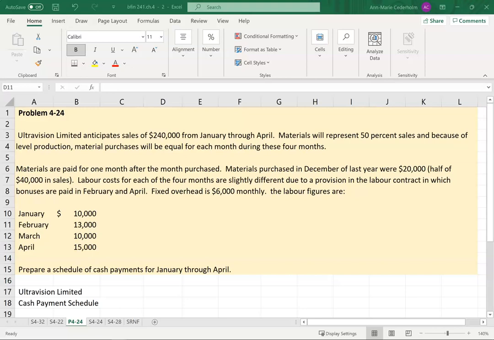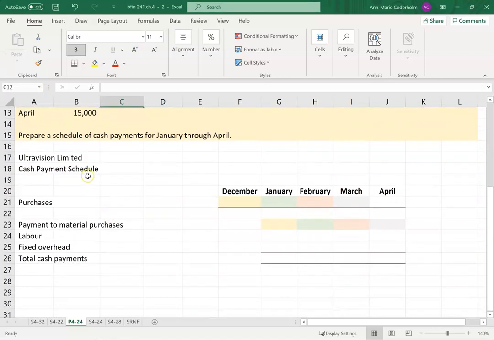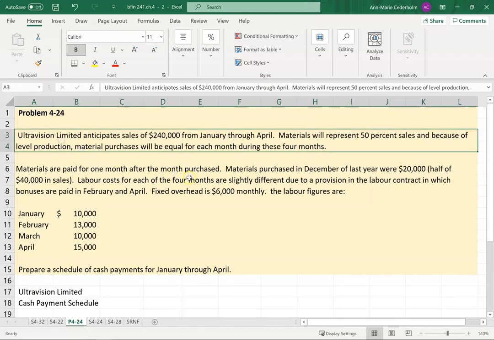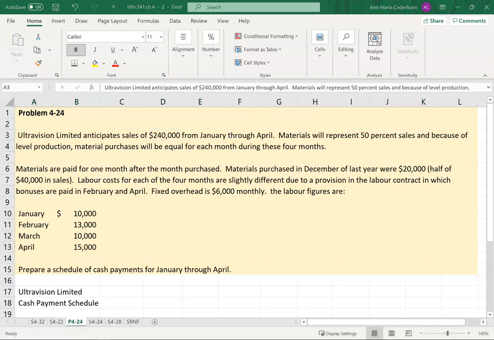So let's read through this question, and as we go, I'll fill in the information. I do have the template for the cash payment schedule. So we're looking at our purchases, and then we're looking at our labor and our fixed overhead costs. And this is for January through April. It says Ultravision Limited anticipates sales of $240,000 from January through April.